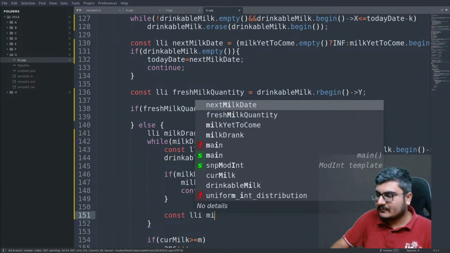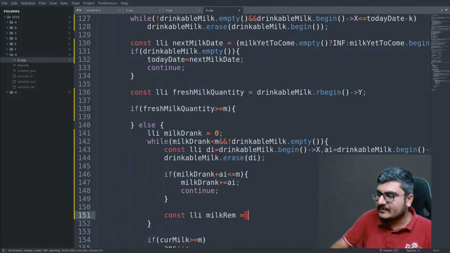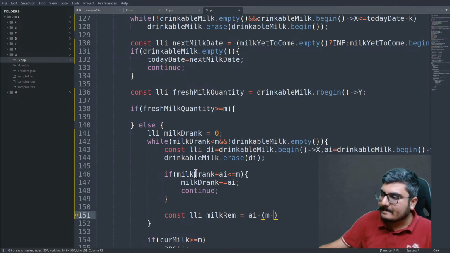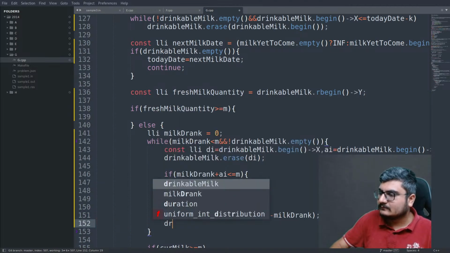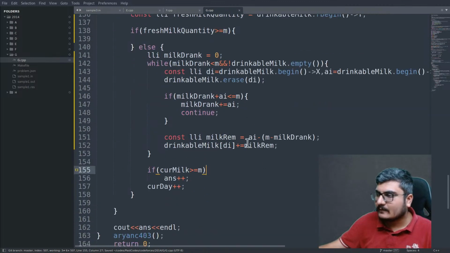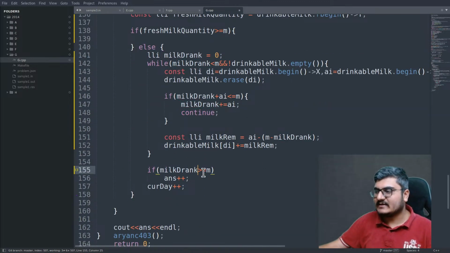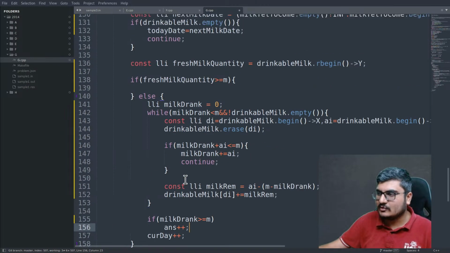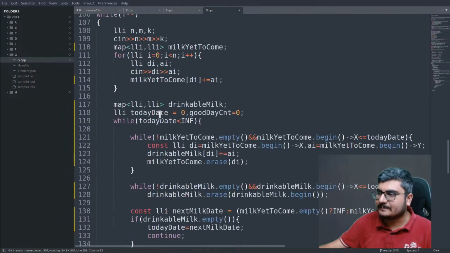Otherwise, the remaining milk would be a_i minus the more milk we need. So let's just add this again. If today's milk drunk is greater than or equal to m, do answer plus plus, otherwise don't, and increase today's day by 1.